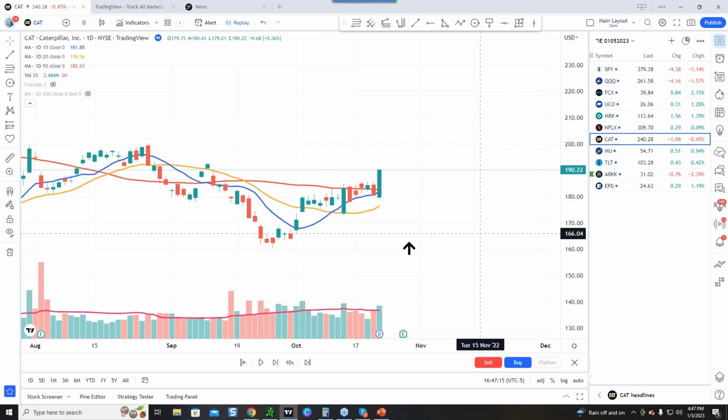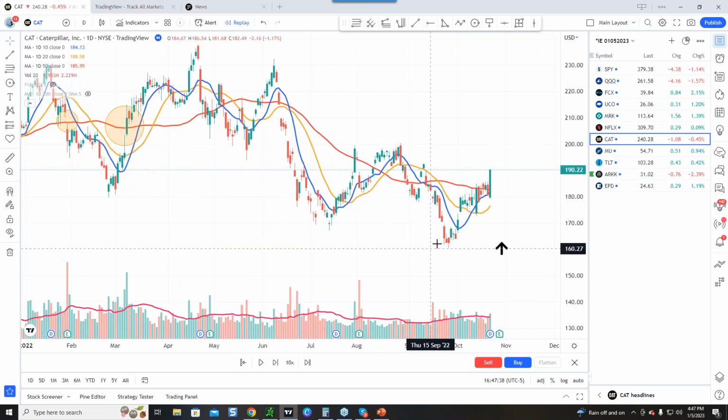Caterpillar right here just broke the 50-day trend line. It just didn't break it. There is a over 10% increase in trading activity at the reversal point. That's a trend line break. Okay, so it was trending down. Now we had our first moment of a reversal.